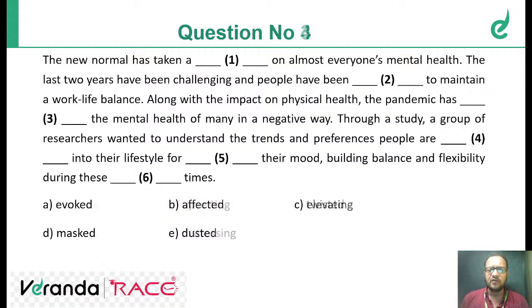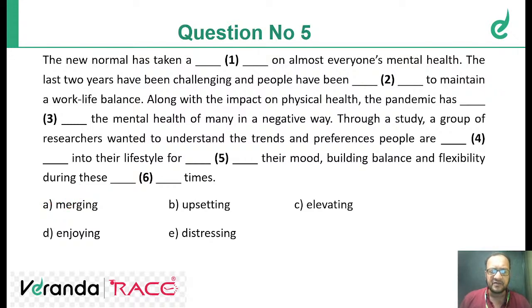Let's move to question number 4. The blank says, through a study a group of researchers wanted to understand the trends and preferences people are dash into their lifestyle. So I told you, brought into their lifestyle, bringing into their lifestyle. People are bringing. So merging is the correct answer. People are merging into their lifestyle for dash their mood, building balance and flexibility during these tough times. Tough is the word, I guess, for the 6th option.